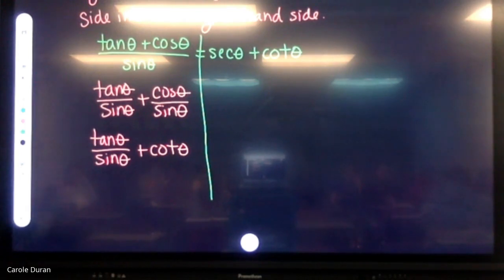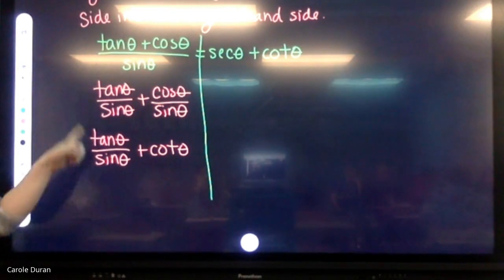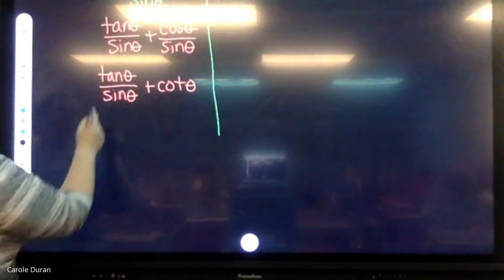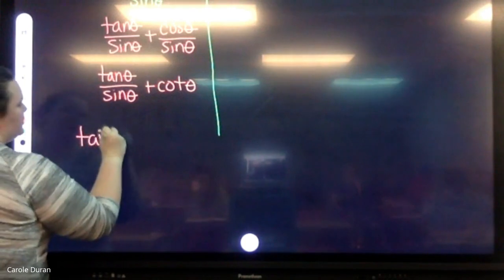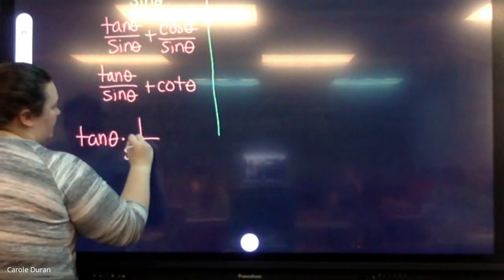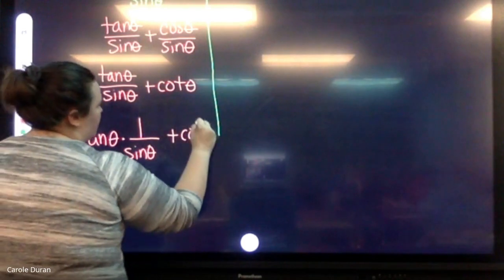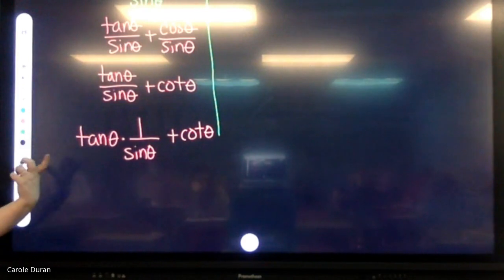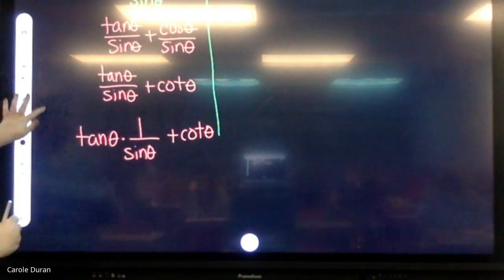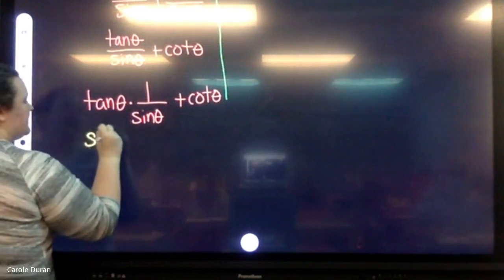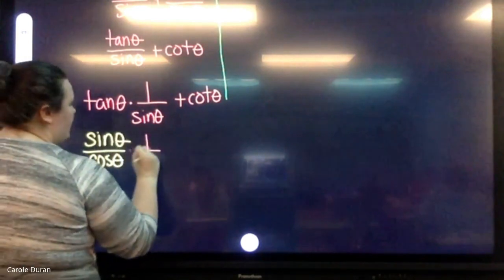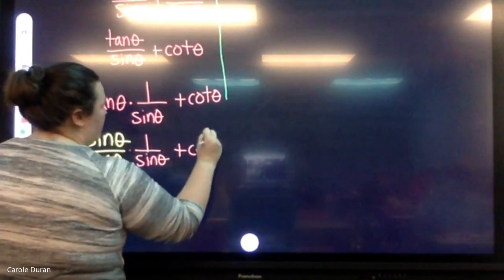However, it's going to get a little messy because I'm going to have a fraction within a fraction. So my suggestion first is to separate this into tangent times the fraction 1 over sine of theta, which might make it a little bit easier to manipulate. So this is going to become tangent of theta times 1 over sine of theta, plus the cotangent of theta we already did. This allows me to transform tangent of theta into sine over cosine, which means I have sine of theta over cosine of theta times 1 over sine of theta plus the cotangent of theta.